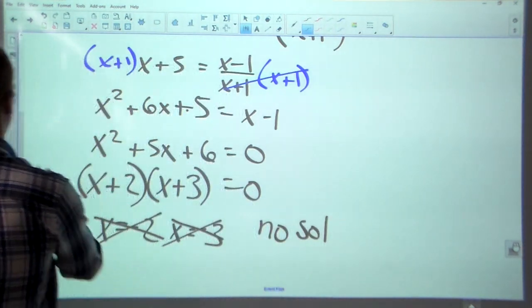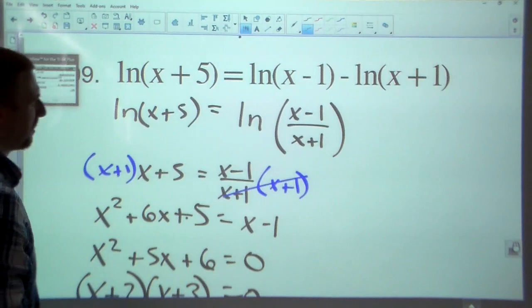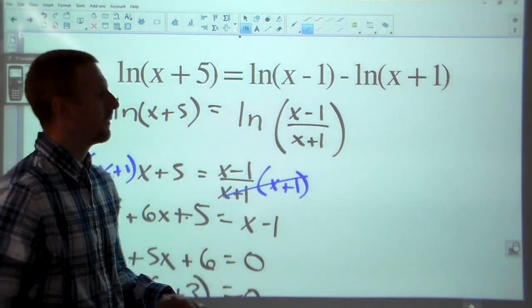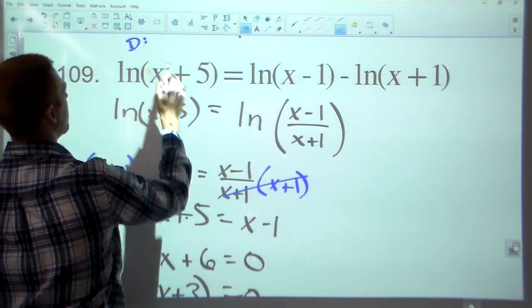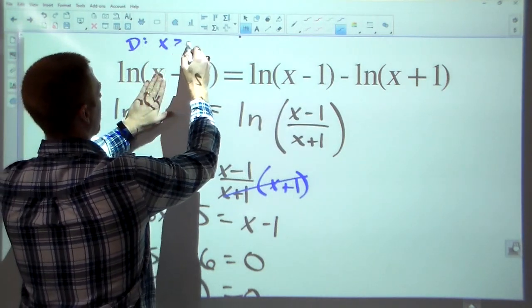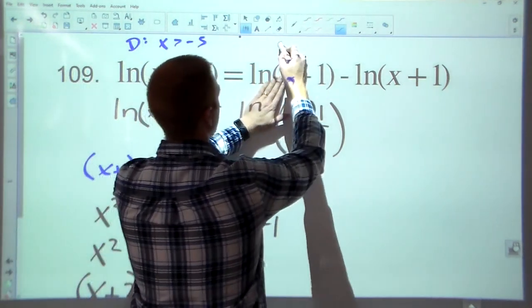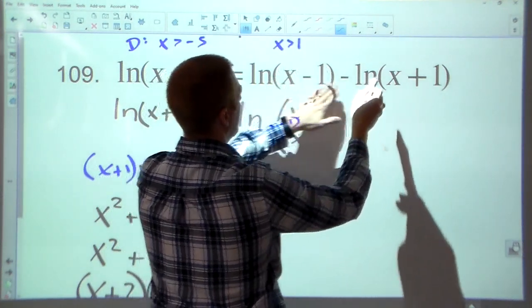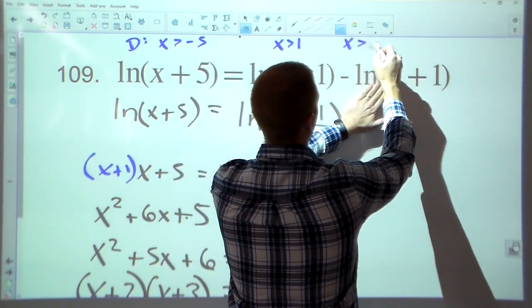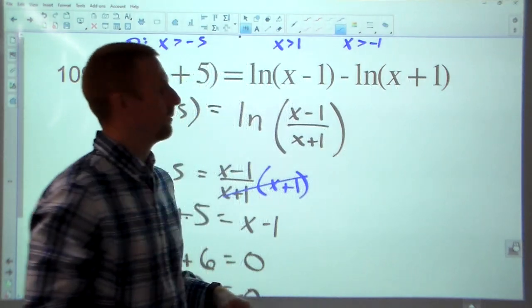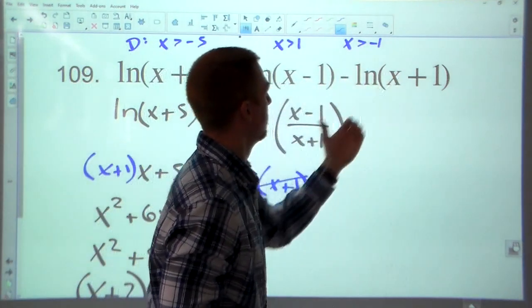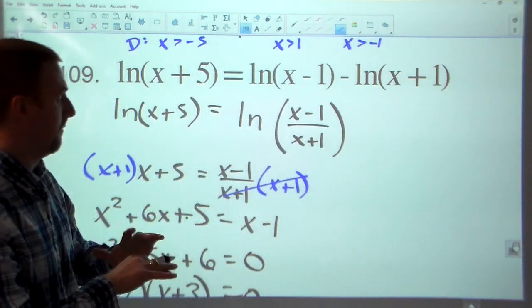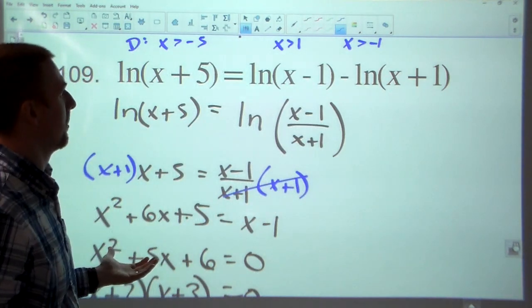Something else you can do in the beginning, a little less popular, but some people prefer it. Check your domains. Your domain for this piece, x would have to be bigger than negative 5. For this piece, x would have to be bigger than 1. And for this piece, x would have to be bigger than negative 1. Now, to work, your x value has to be able to plug into all three places. So if it fails on any of these conditions, we've got a problem.